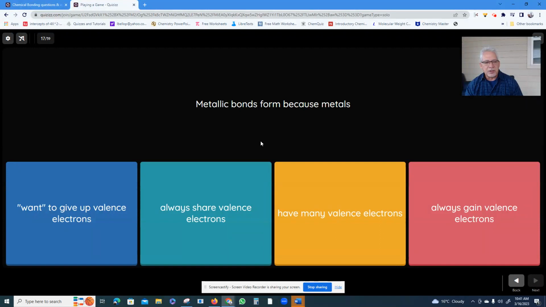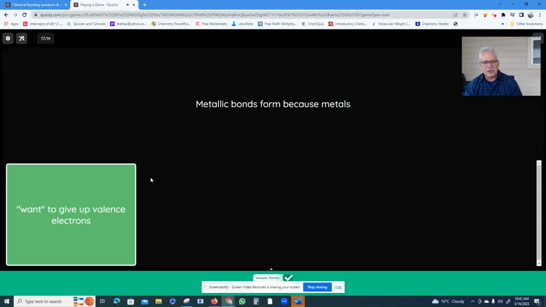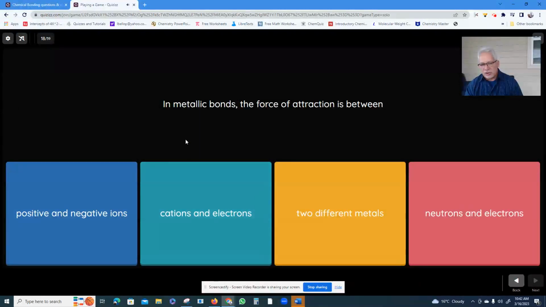So a metallic bond forms because metals want to give up valence electrons, have many valence, always gain, no, it will not gain valence electrons, always share. I will go give up valence electrons seems like the most, yeah, having many valence electrons is typical for non-metals. Always sharing valence electrons will be more covalent. So let's say this is the right one. Yeah, I mean give away the valence electrons.